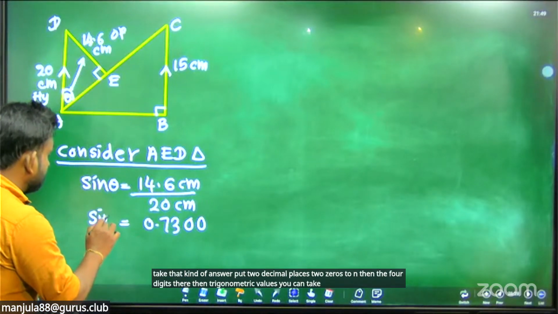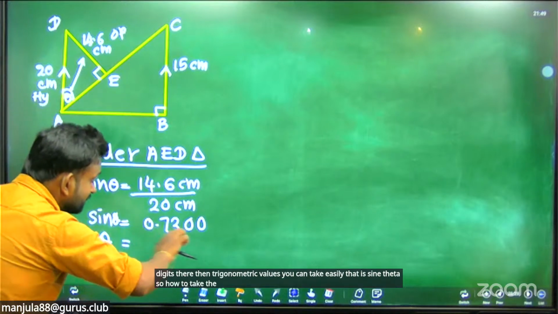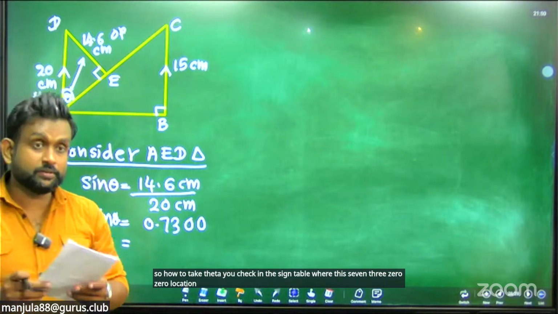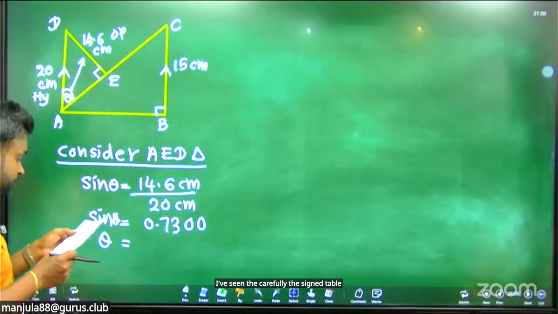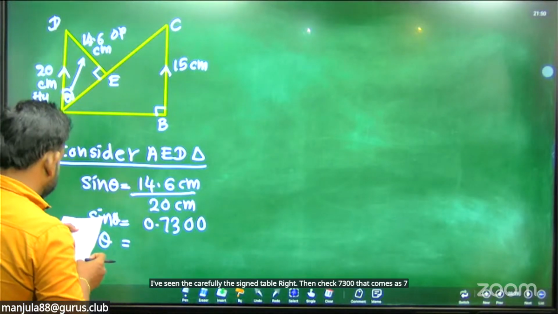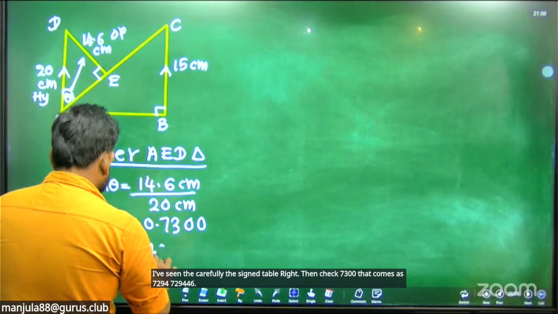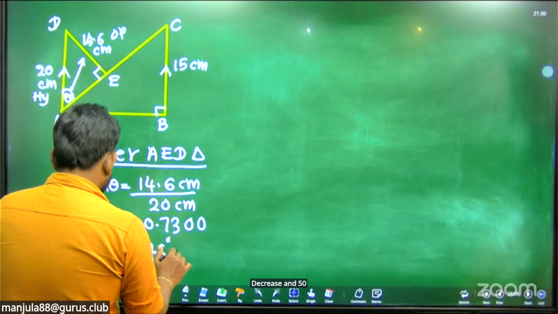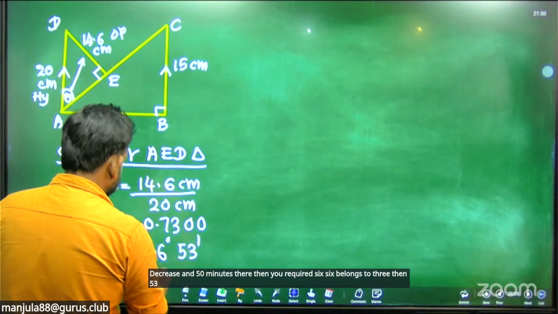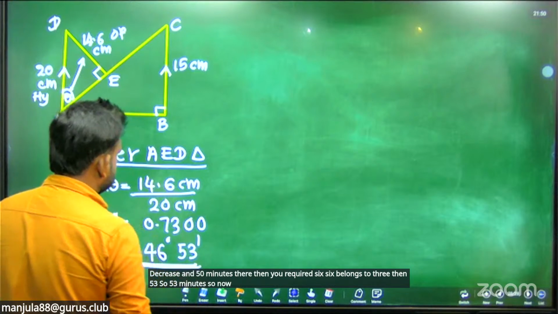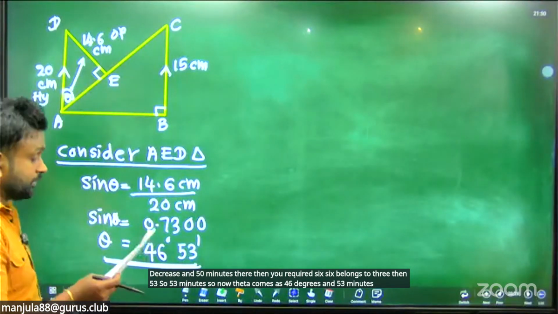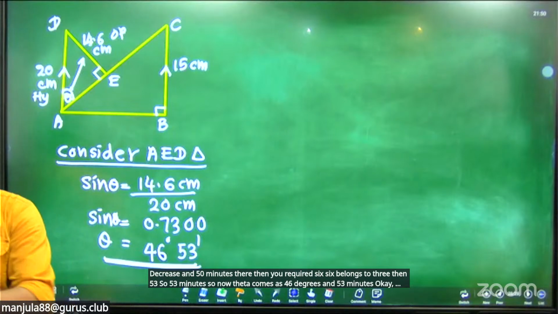That is sine theta. So how to take theta? You check in the sine table where this 7300 location is. See the sine table carefully. Then check 7300, that comes as 7294, 46 degrees and 50 minutes there. Then you require 6, which belongs to 3, then 53. So 53 minutes. So now theta comes as 46 degrees and 53 minutes. Okay, fine. So that is theta.